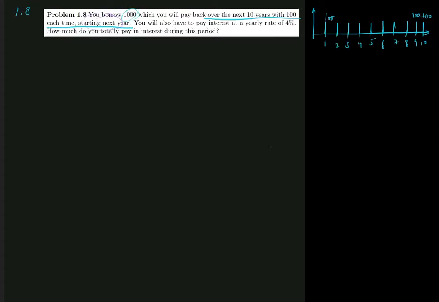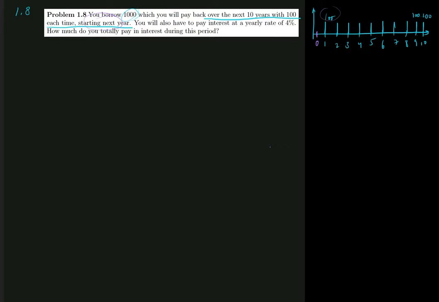So in problem 1.8, we consider a case where you borrow 1,000, which you will pay back over the next 10 years by paying 100 back each year from the beginning of next year. So let's try to draw up that payment stream. At time 0, we borrow the money, right? And then at the beginning of next year, you'll pay back 100. And then the year after, you pay back another 100, and so on, until all 10 years are gone and you've paid back the whole amount you've borrowed.